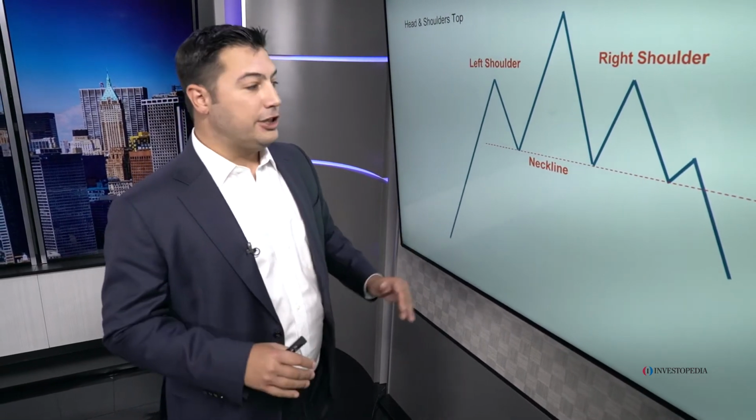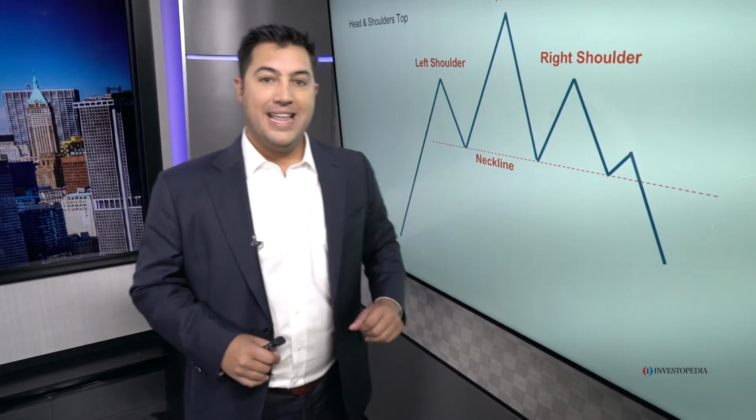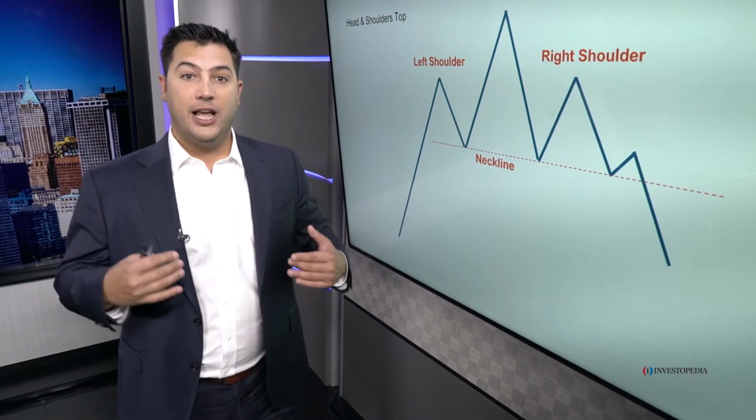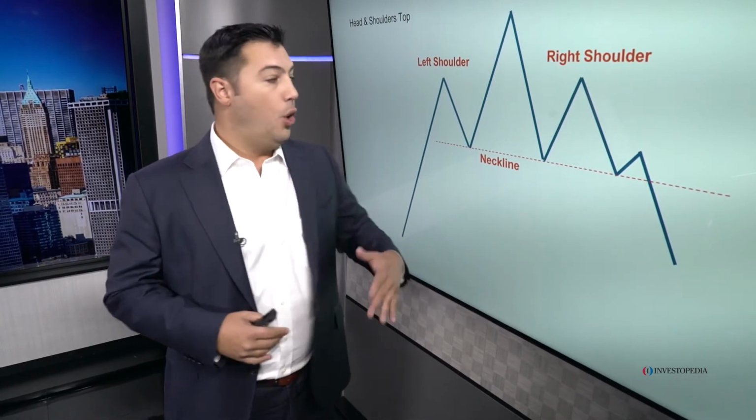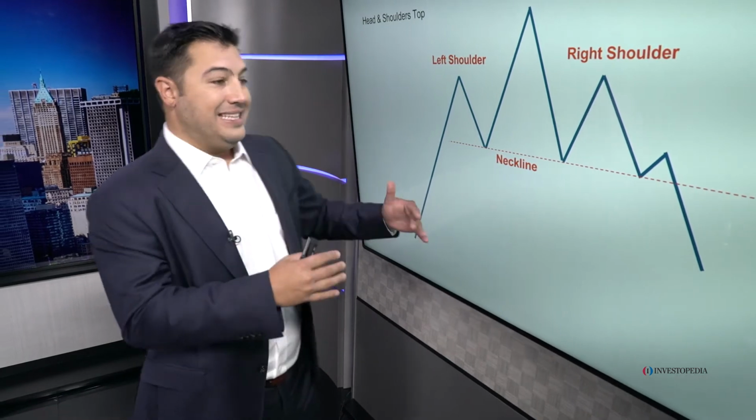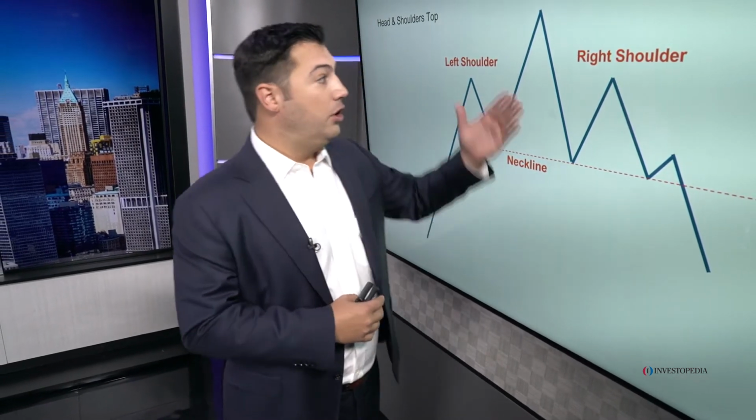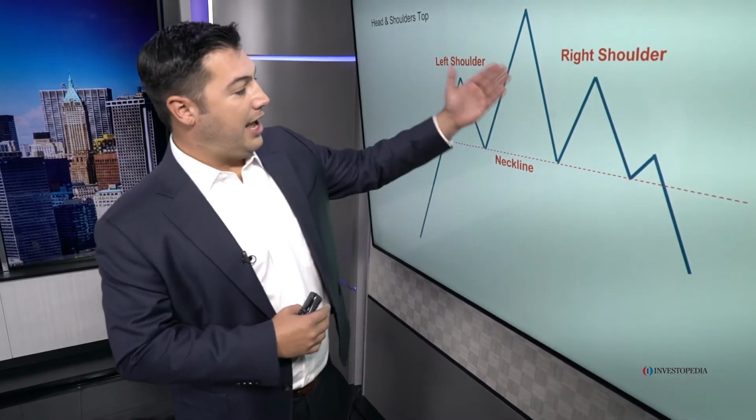As soon as prices break below the neckline, that is an indication to us that the trend has now changed. What once was an uptrend is now by definition a downtrend. Lower highs and lower lows.